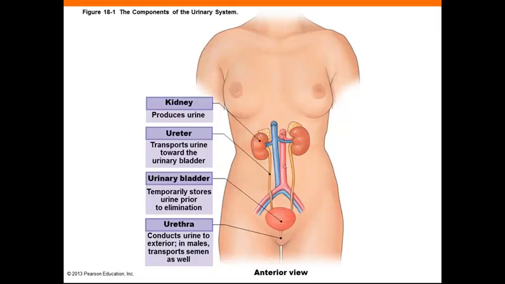The urinary system structures include two kidneys that produce urine that flows through the urinary tract. The urinary tract consists of two ureters, one for each kidney, and a urinary bladder, which is drained by the urethra. The process of elimination of urine is termed urination.